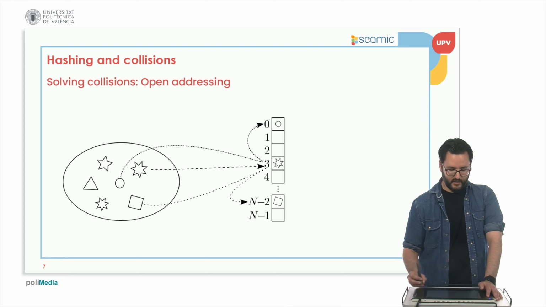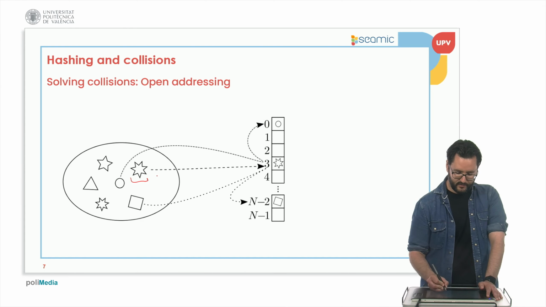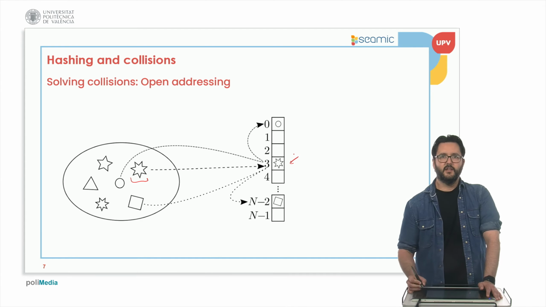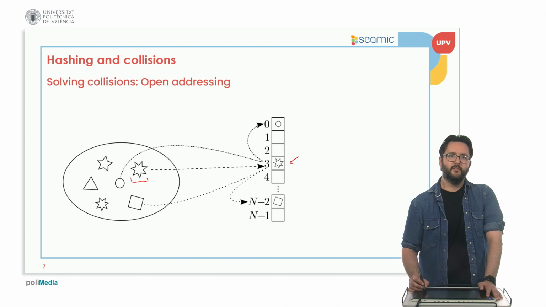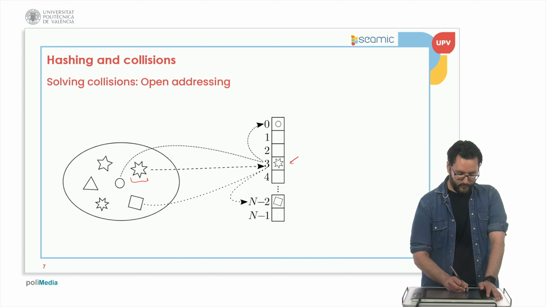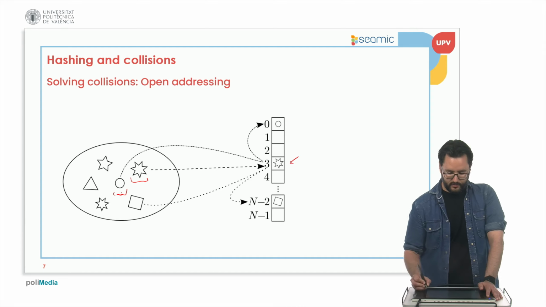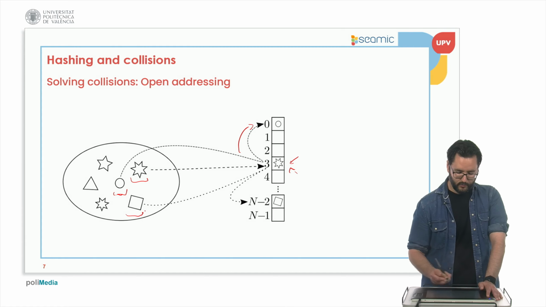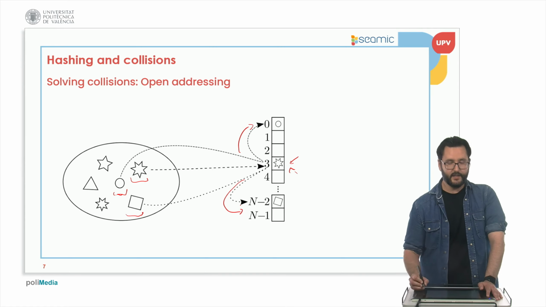This is represented here. We have the star that gets the index 3 and then falls here. But then we have the circle that ends also in the number 3, and we have a collision, and we have to find a new position to allocate this shape. The same with the square, and we finally allocate the square in the position n-2.